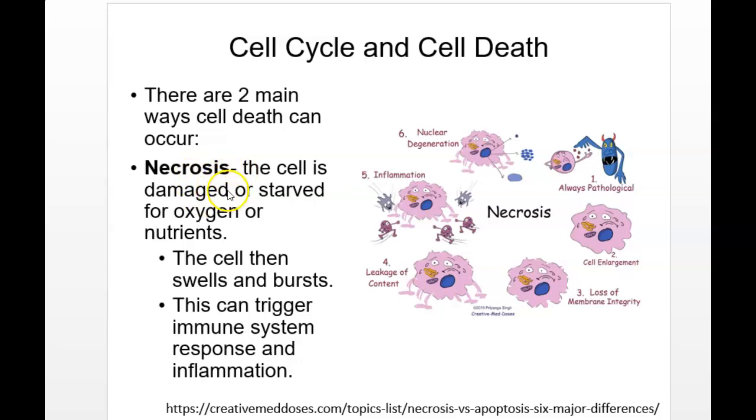Basically something happened that damaged the cell or starved that cell of the things it needs. In necrosis, what we know is that the cell is going to swell up, get really large, and basically just burst. So everything leaks out, and this triggers an immune response. Our immune system is going to respond, and with that, we're going to see some inflammation. So that's necrosis. That's something unexpected and related to some form of damage.